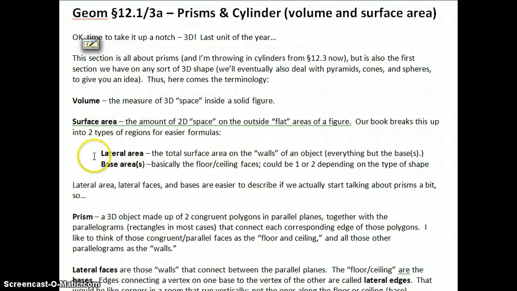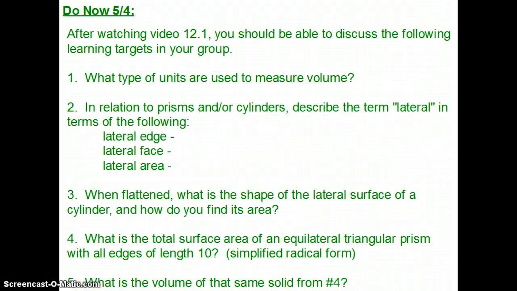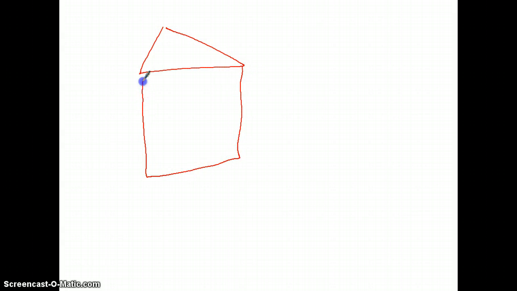Our book, and lots of books, divides up surface area, particularly of prisms, into these two categories. Before I get to that, let me tell you what we mean by a prism. A prism is a three-dimensional shape. I'm pretty good at drawing them by now. It's a three-dimensional shape that has, usually, a top and a bottom. It has these two surfaces that are parallel and congruent.